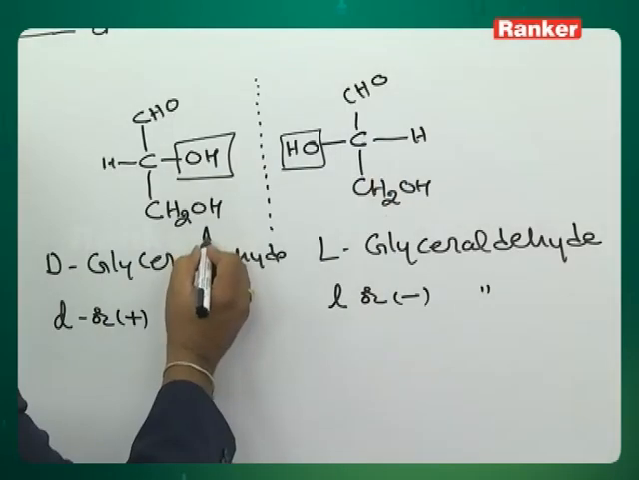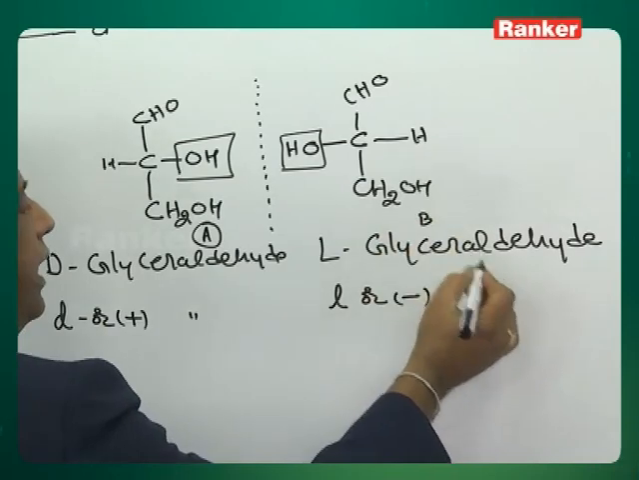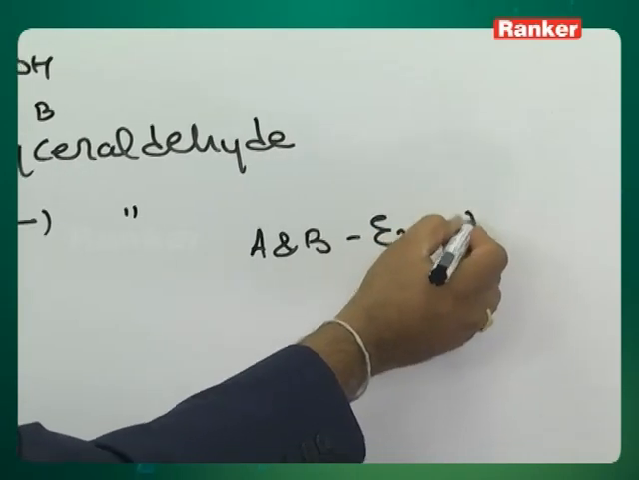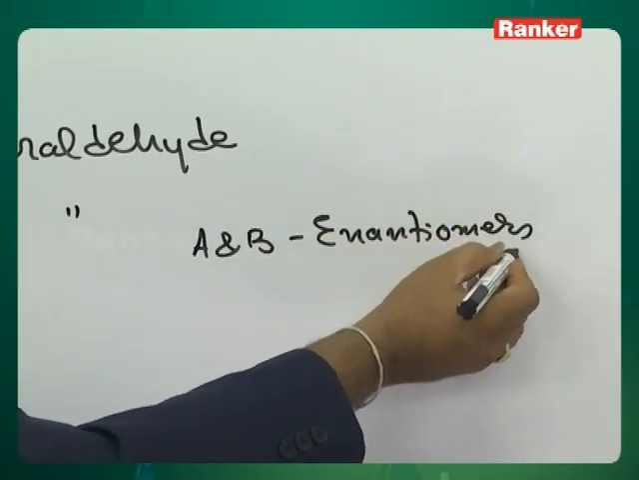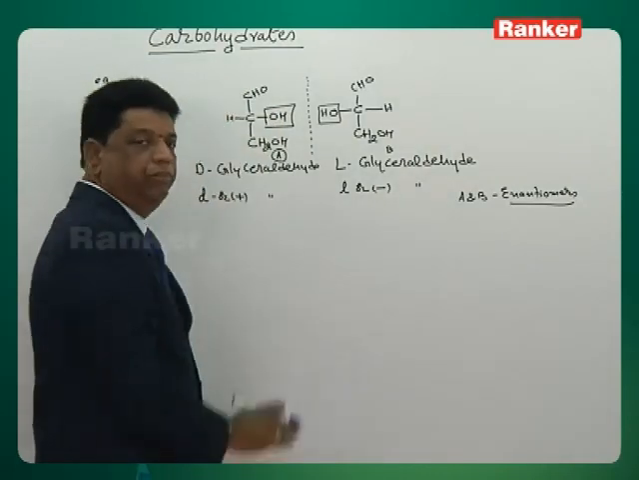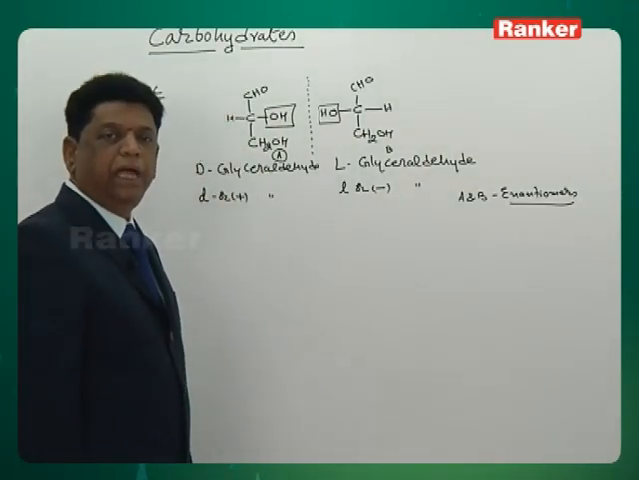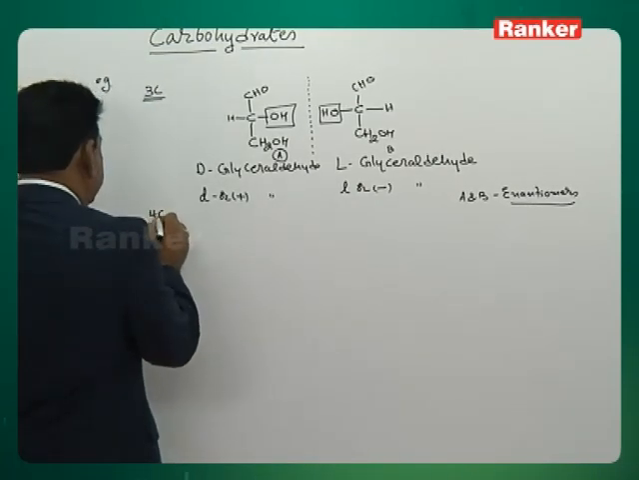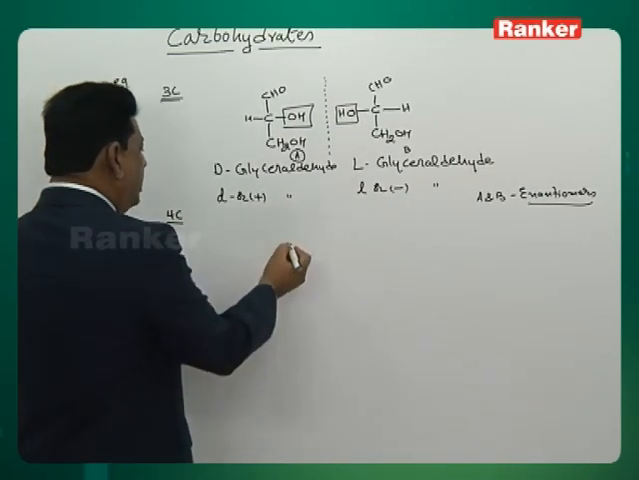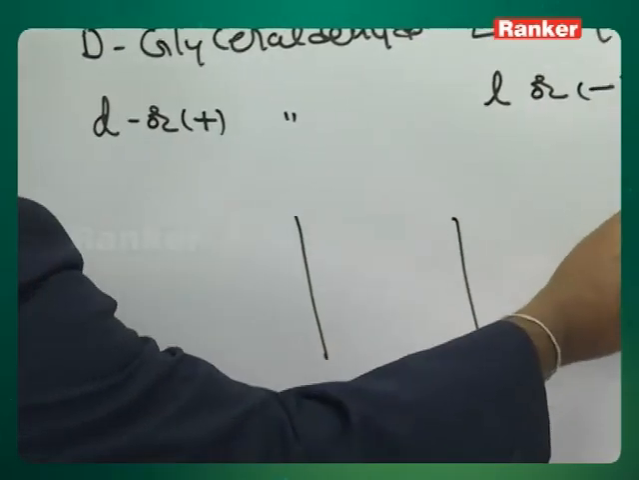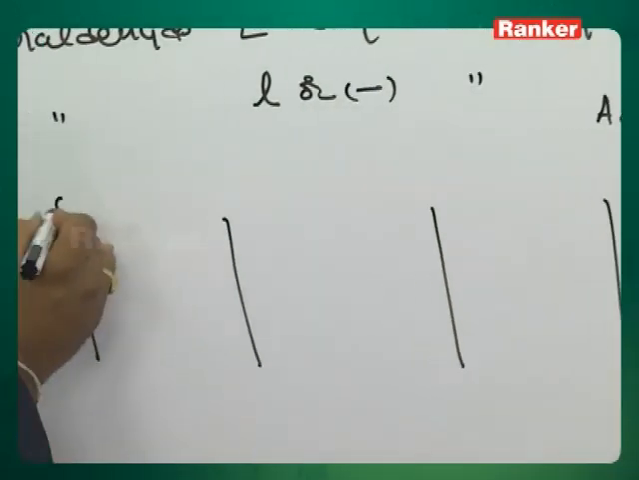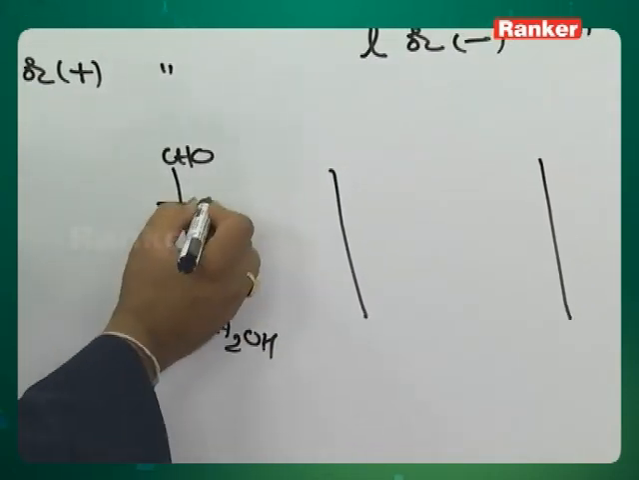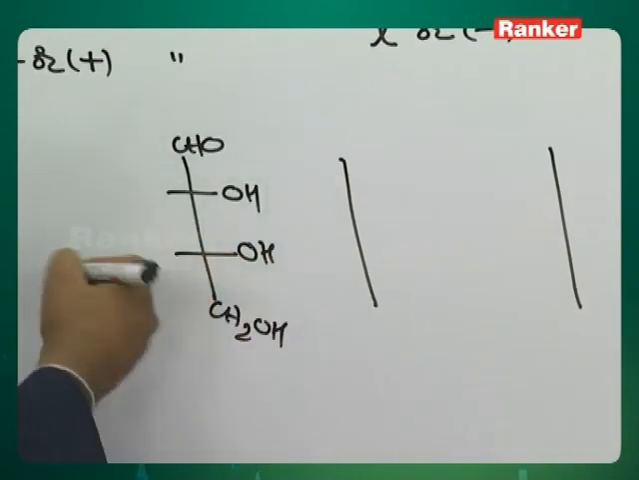If I say compound A and compound B, then A and B are said to be enantiomers. As per the definition, enantiomers are non-superimposable mirror images. If you take the 4 carbon series, there will be 4 compounds, and in these 4 compounds the aldehyde and the alcohol are common. At second and third carbons, the first isomer has the 2 OH groups on the right side.